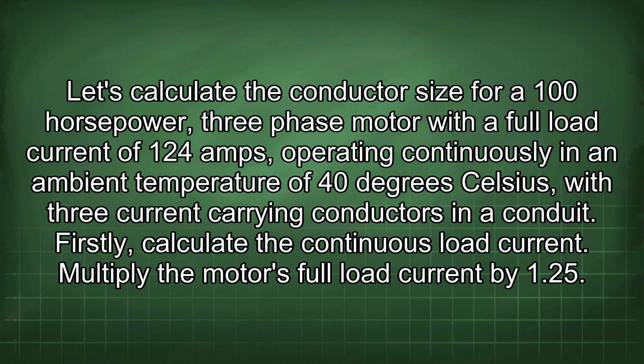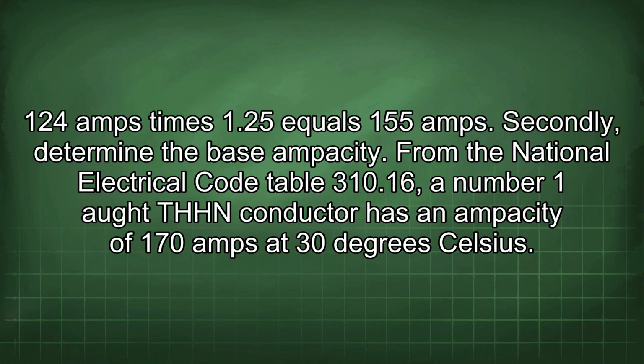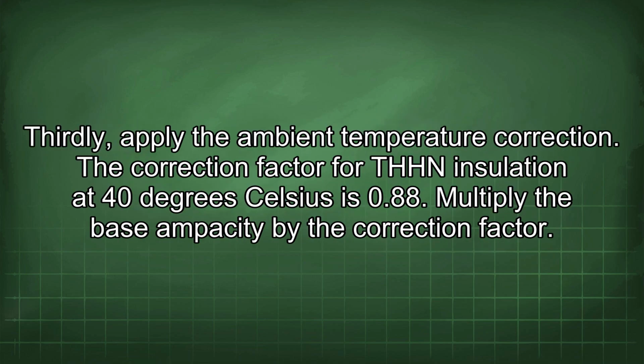Firstly, calculate the continuous load current. Multiply the motor's full load current by 1.25. 124 amps times 1.25 equals 155 amps. Secondly, determine the base ampacity. From the National Electrical Code Table 310.16, a number 1 THHN conductor has an ampacity of 170 amps at 30 degrees Celsius.